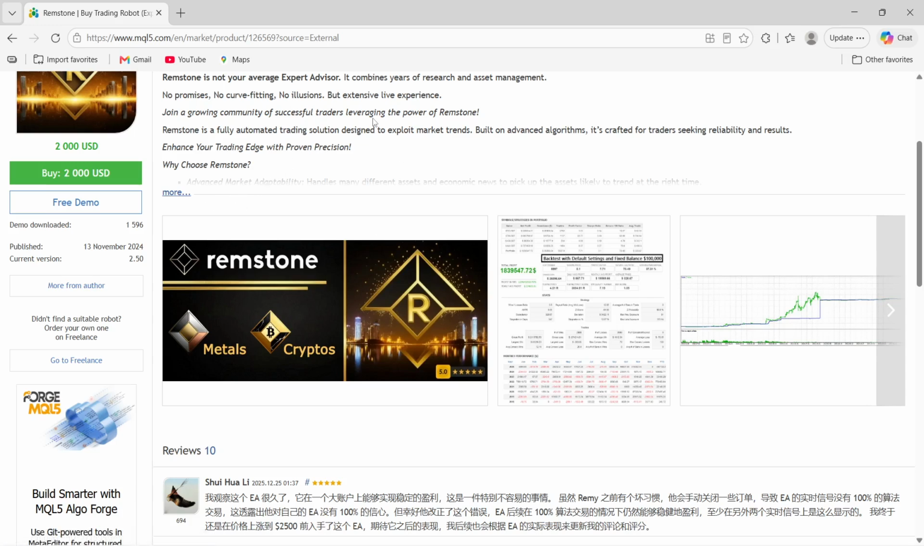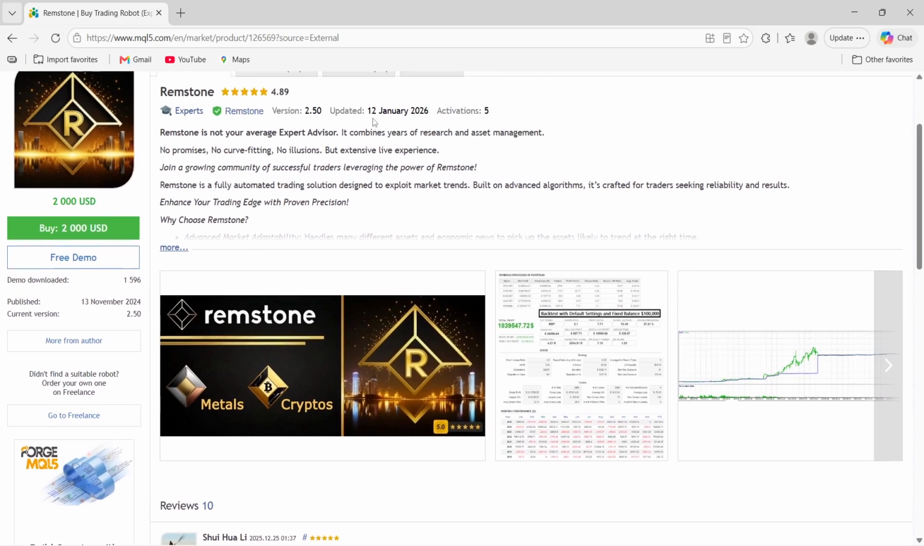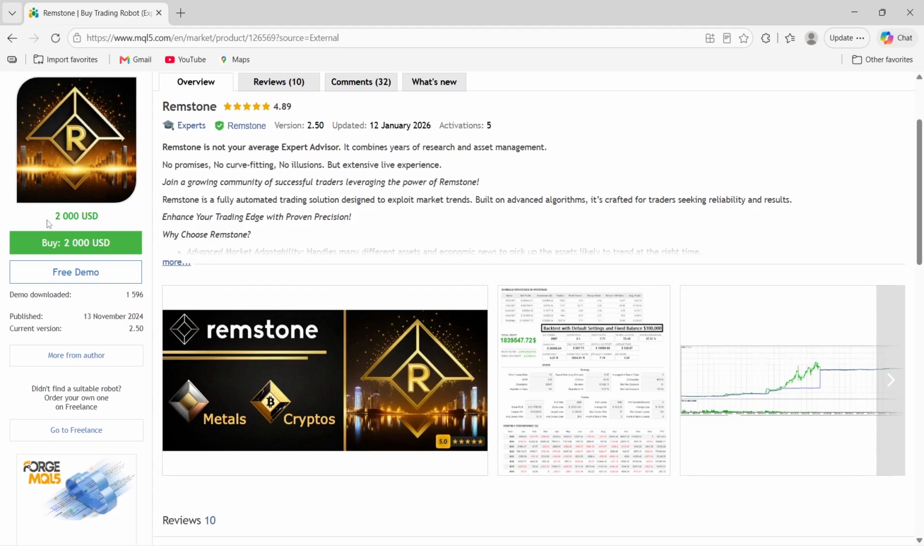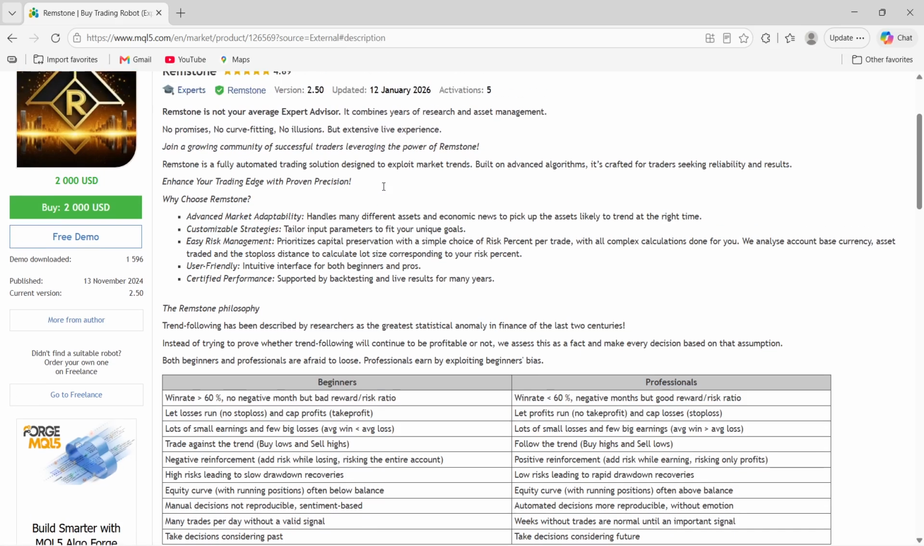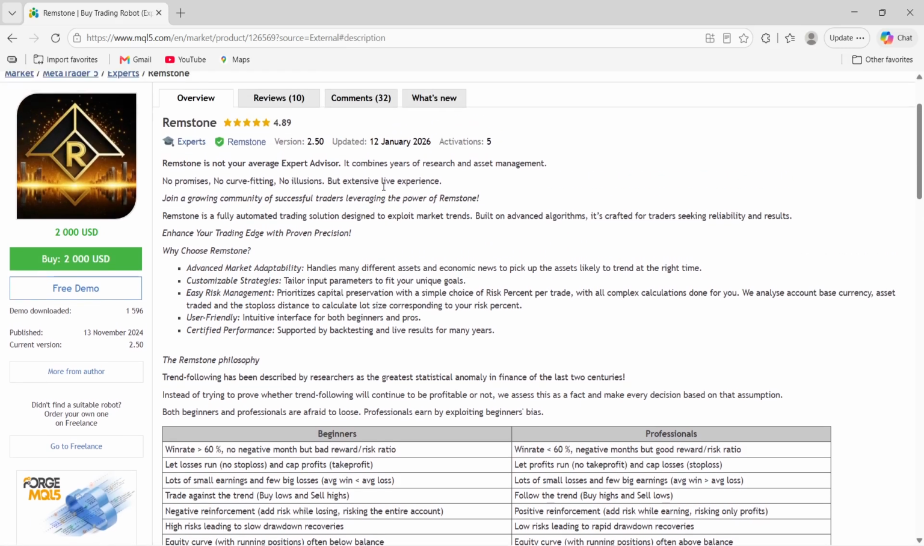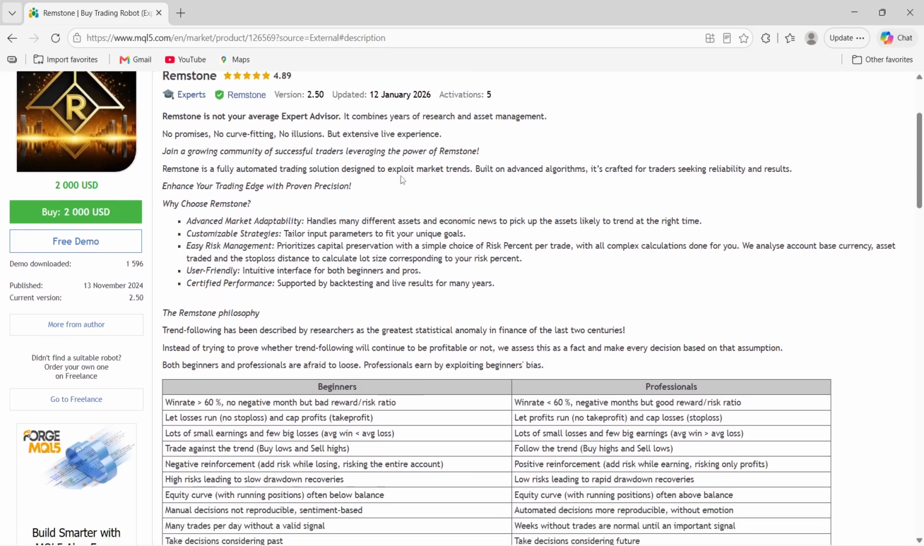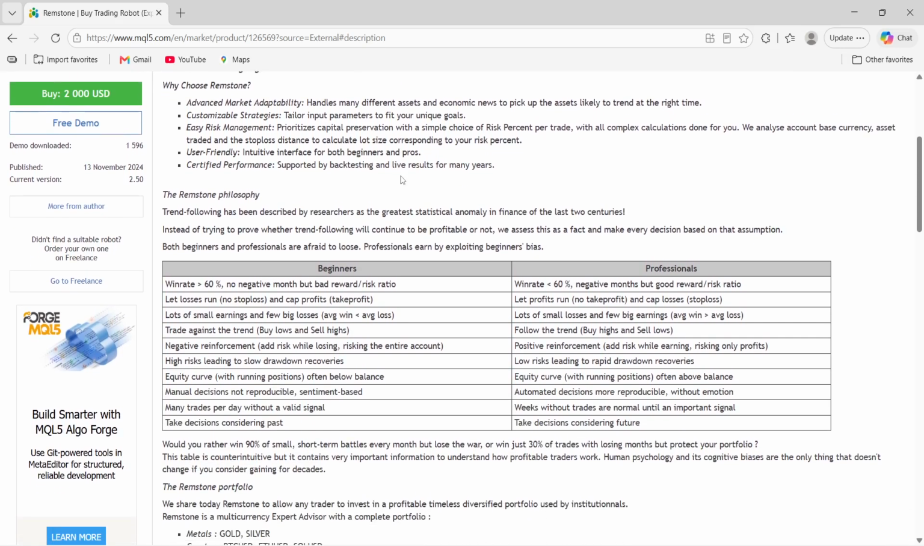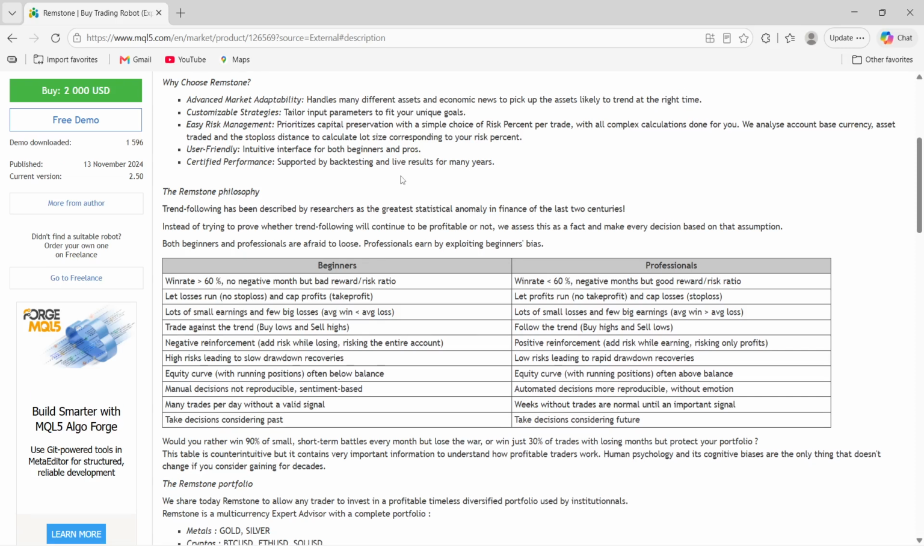Let's start by going straight off the official page because that's what most buyers see before they drop a few $100. By the way, it costs 2,000 US dollars for this EA, and the developer positions Remstone as a pure trend following EA. They're very clear that it's not a scalper, it's not a grid system, and it's not martingale. Instead, they say it's built to only trade in the direction of the trend, cut losses quickly with very tight stop losses, and let profits run with no fixed take profits.